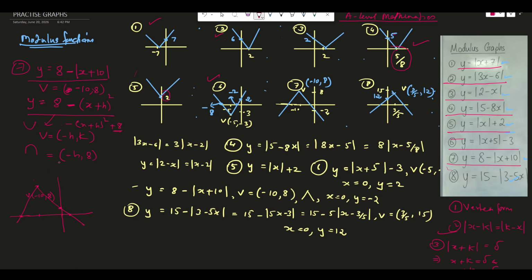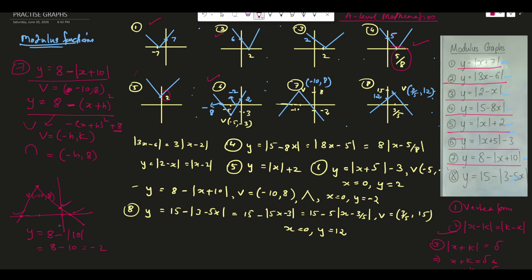So first let us find out what is the y-intercept. So the shape of the graph will be something like this. Now let us find out these three things. So first the y-intercept. For the y-intercept you will have to take x equal to 0. So your y will be equal to 8 minus modulus of x, which is 0, plus 2. So this will be 8 minus 10, which is minus 2.